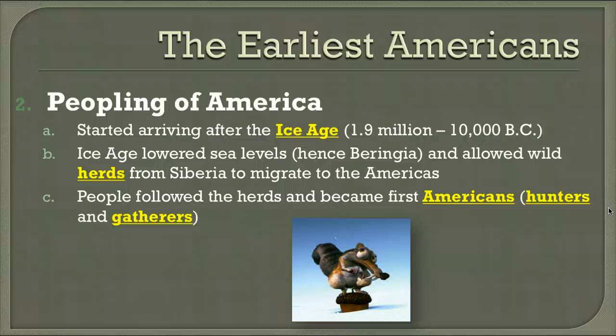They were hunter-gatherers. They had to be. I mean, it's just naturally how humans migrated, starting migrating out of Africa to all different corners of the globe, basically following the food sources. So people followed the herds and became the first Americans.